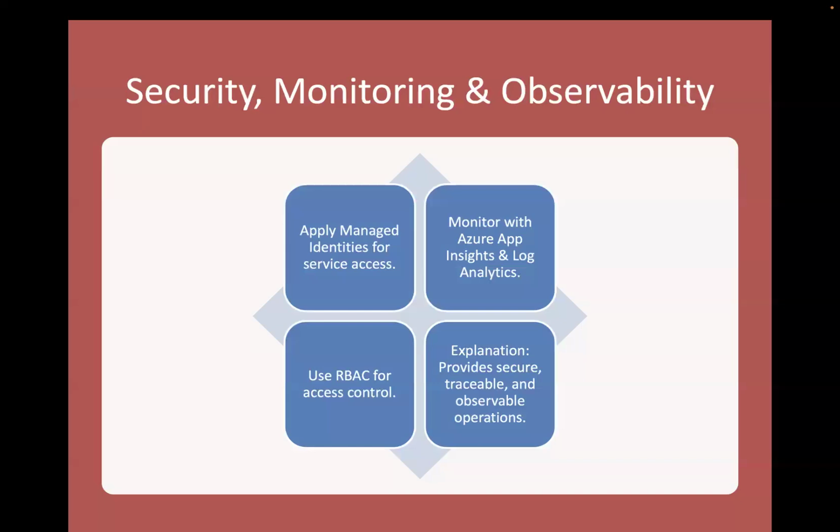The next one is security, monitoring, and observability. Security is critical, right? We will use managed identities for secure resource access. We can give role-based access control to limit permissions, and Application Insights with Log Analytics for real-time monitoring. These provide deep observability into function performance and security.